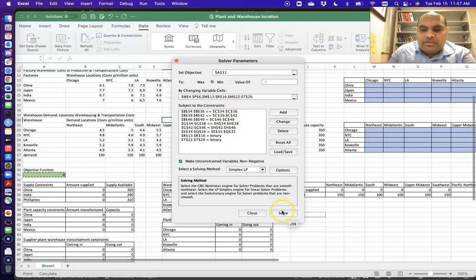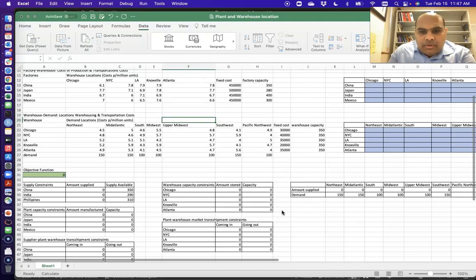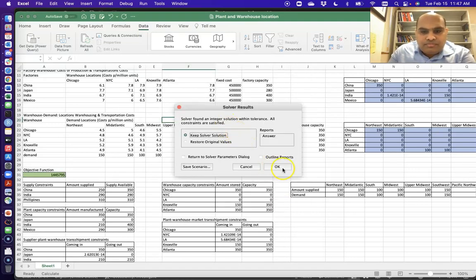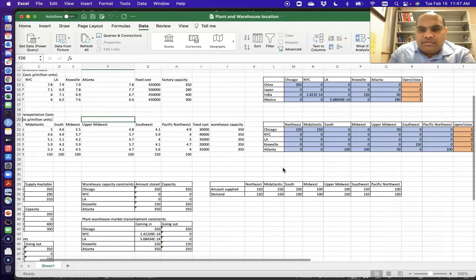I'm going to click on solve. It's going to take a couple of seconds, but it is going to find a solution. And this is our final solution.